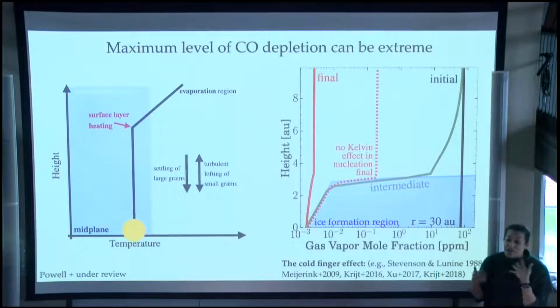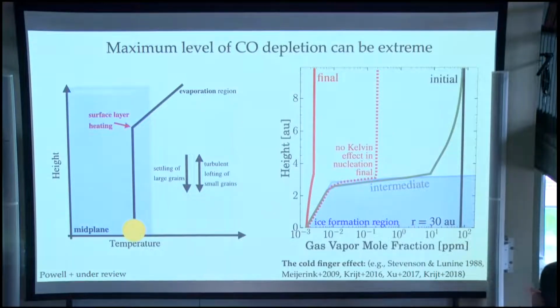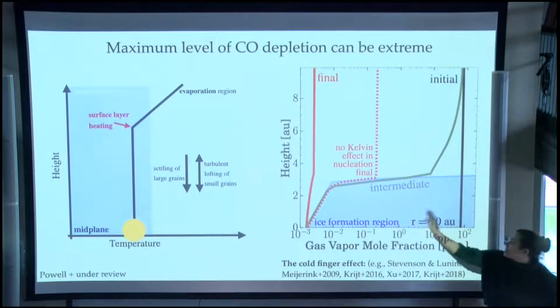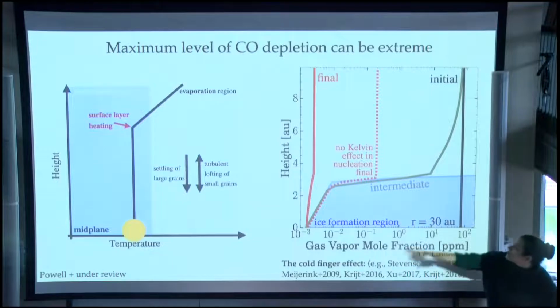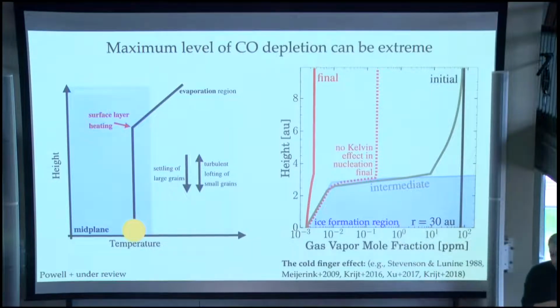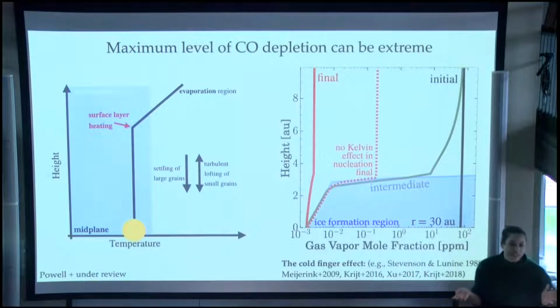However, if an ice particle is large, it can deplete the CO gas in the midplane, so it's not lofted as readily. And so that's what I'm showing here on the right. If our initial abundance of CO gas, as shown in the solid black line, is depleted via ice formation as shown in gray, then due to diffusive mixing and continued ice formation, we will eventually deplete the CO gas in the disk to what's shown here in the solid red line. So this is the so-called cold finger effect, which can lead to a large depletion of gas phase CO.